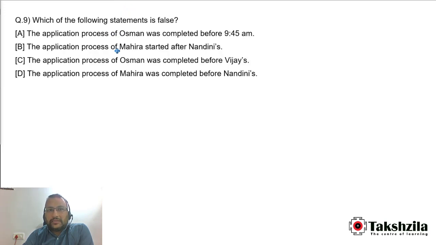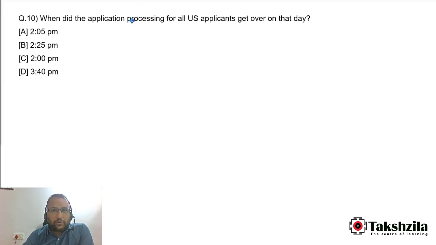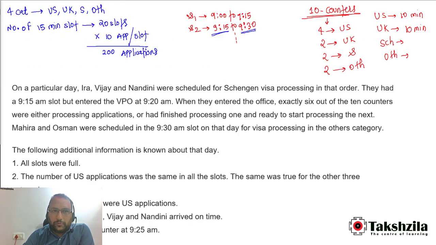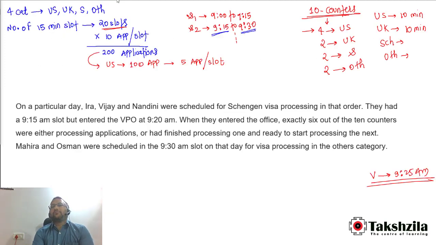Question number 9 is about Usman, Mahira, Nandini, Vijay. Question number 10, when did the application processing for all US applicants get over on that day? Okay, so we got the idea which kind of calculation we are supposed to do over here. So now let's start reading the third paragraph.